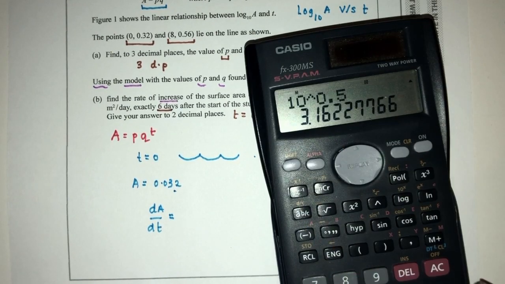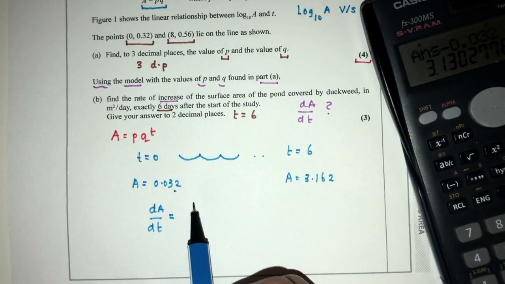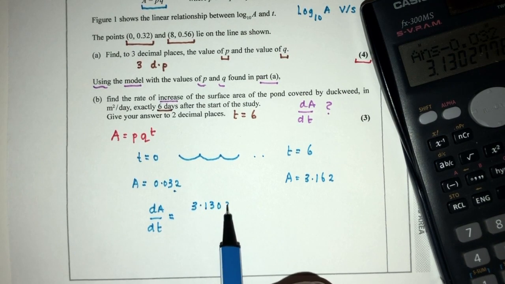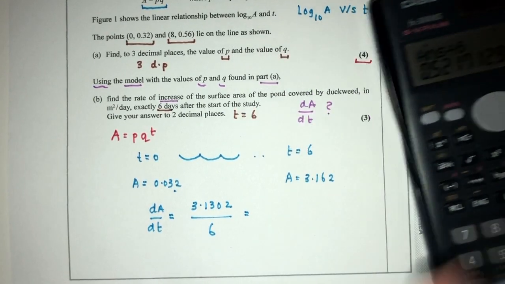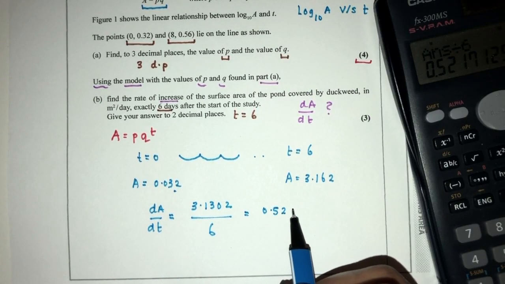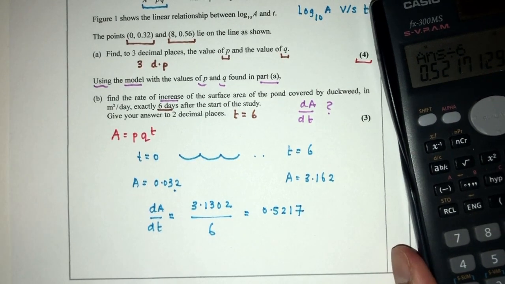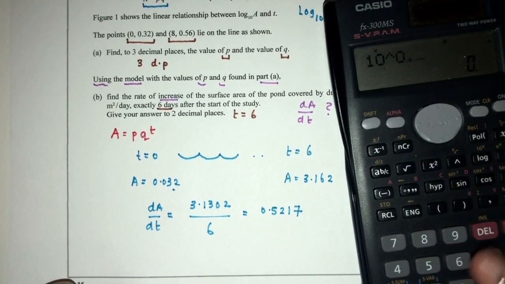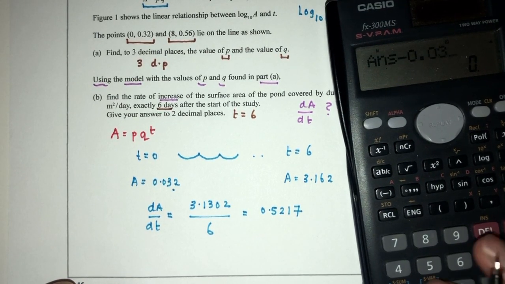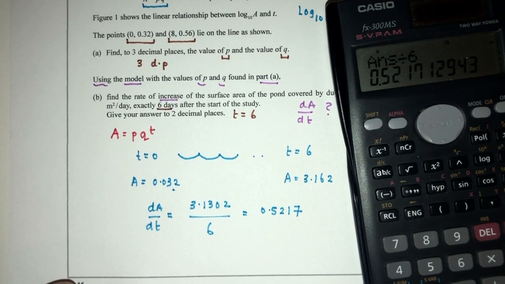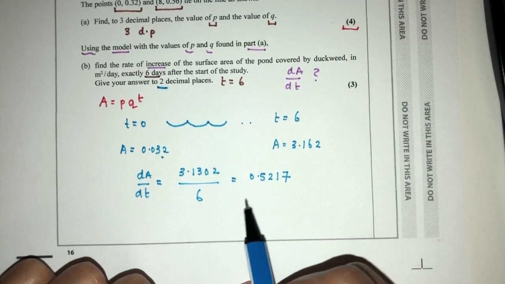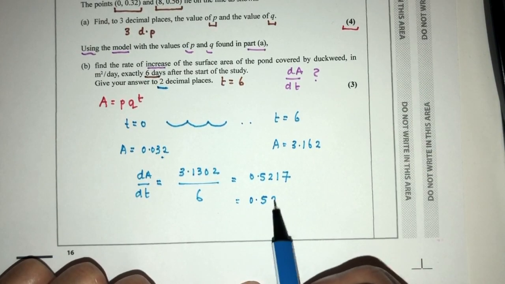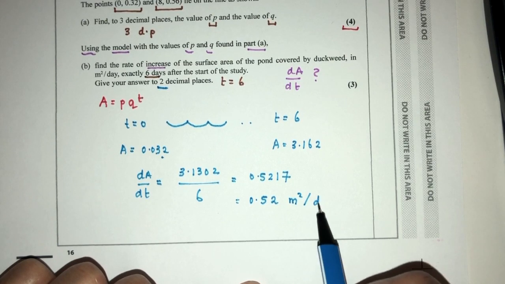That will be this minus 0.032. That will be 3.1302 divided by the value of 6 intervals. That will be 0.5217. So let me double check one more time. So 10 power 0.5 will be this one, minus 0.032, divided by 6. That will be 0.5217. Now giving your answer to 2 decimal places, let's see what happens. That will be 0.52 meters square per day.